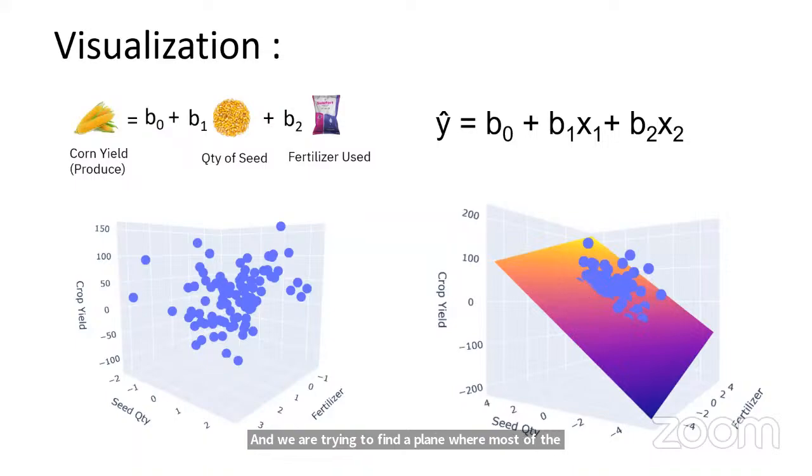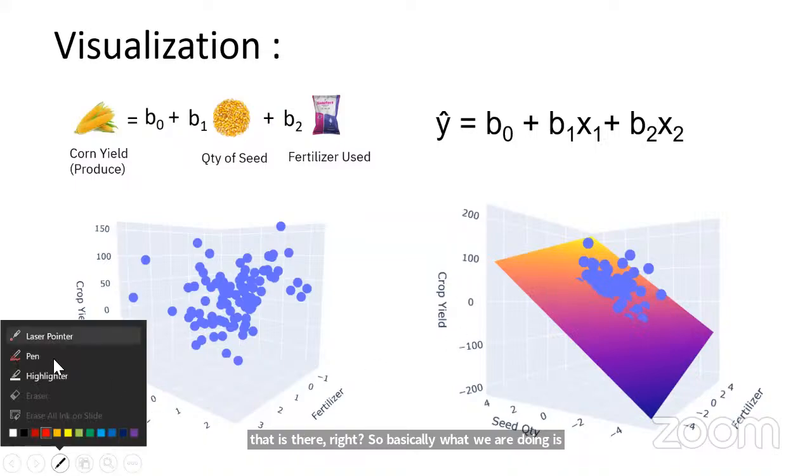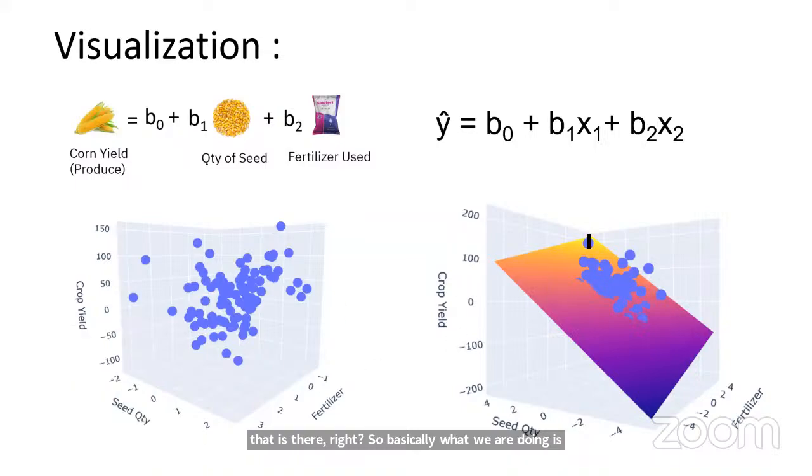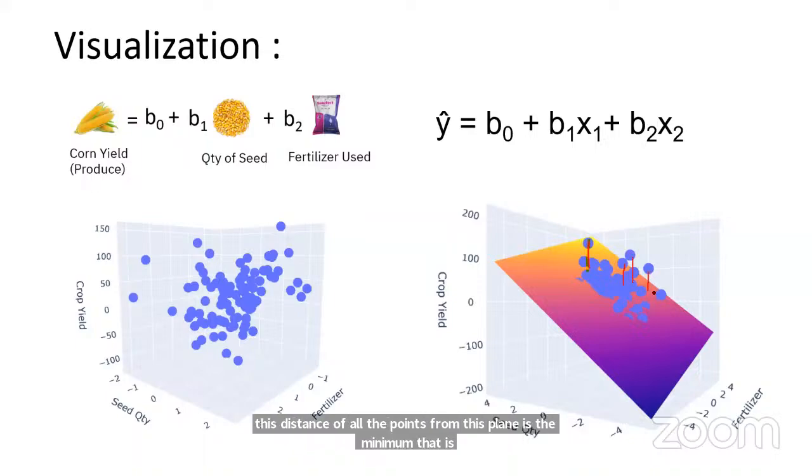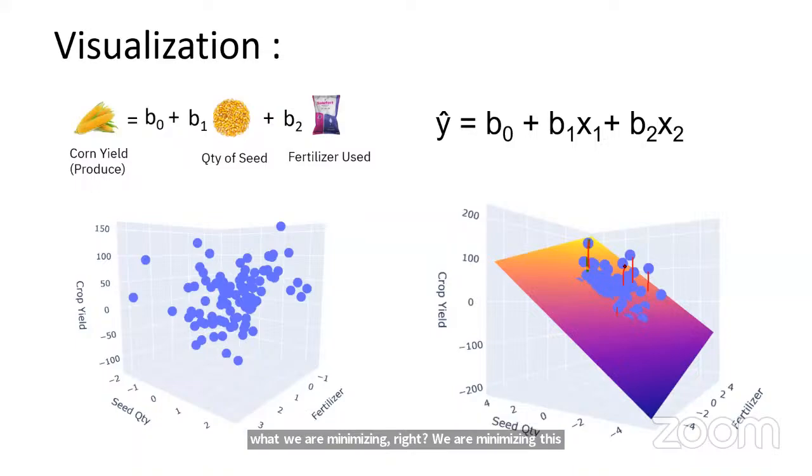So basically what we are doing is we are trying to find this plane from which, if I project this, sorry, I need to take a pen. So this distance of all the points from this plane is the minimum. That is what we are minimizing, right? We are minimizing this error. That means that the distance from all these points to the plane is minimum. So that plane will be the best fit for this graph.